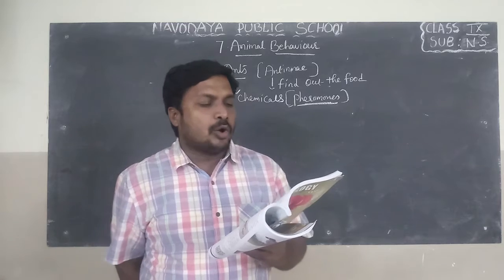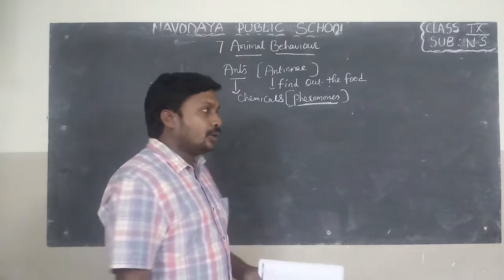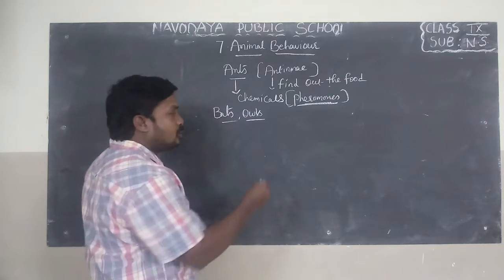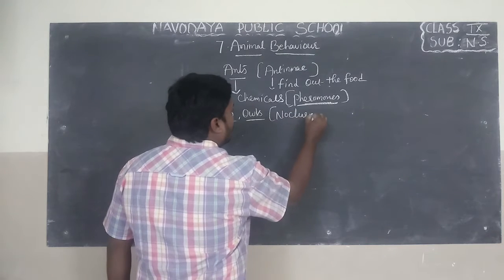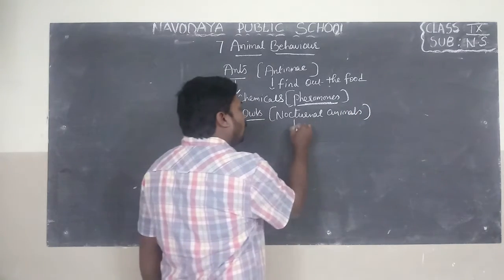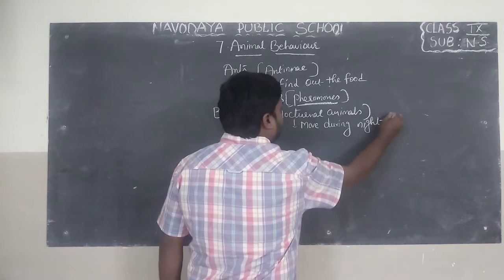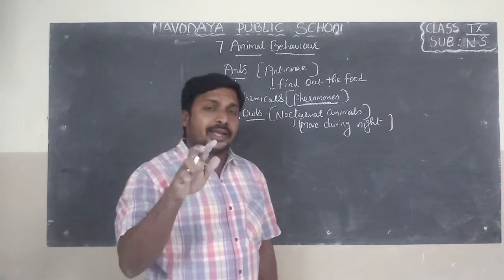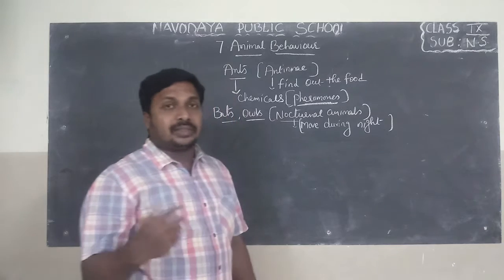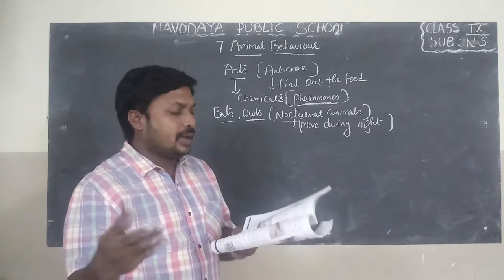Okay. And bats and owls move and search for food only during the night. How could they know what is day and what is night? Do you know bats and owls? Bats and owls are called nocturnal animals. Nocturnal animals means they move during the night only. If you observe during the daytime, they stay in nests built on trees. So they are nocturnal animals. They come to nearer places when it is dark during night condition.